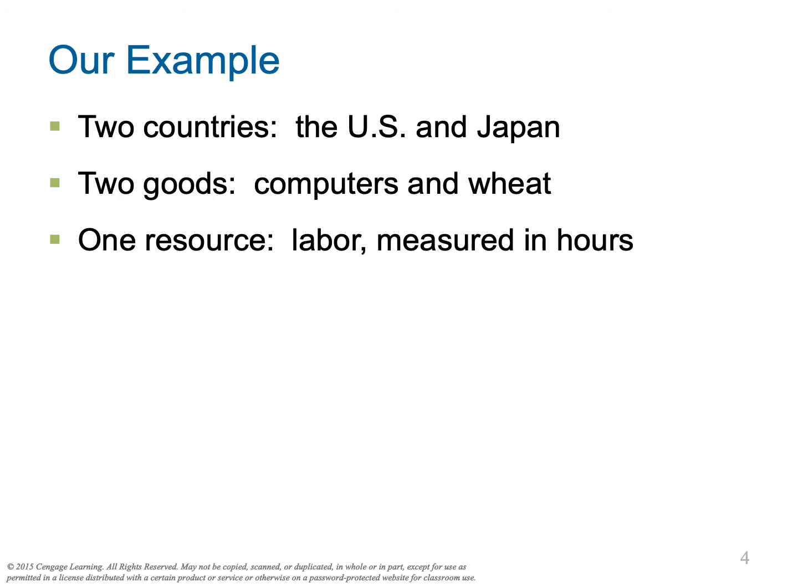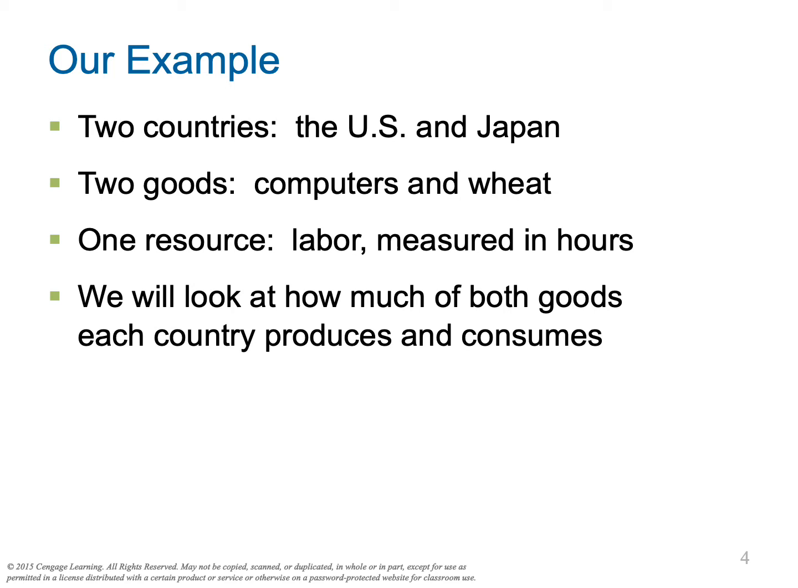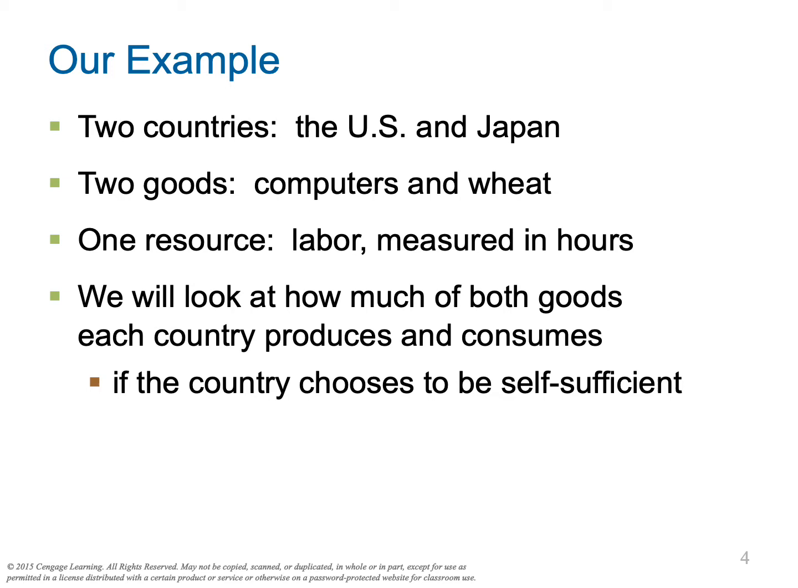The other assumption we're going to make is that there's only one resource here, and that is labor measured in hours. And so what we're going to do is look at how much of both goods, computers and wheat, each country can produce and consume under two different scenarios. One scenario being if each country chooses to be self-sufficient and not rely on the other country, or in other words, not be interdependent. And then we're going to look at the scenario where the countries are interdependent and so they are trading with each other.